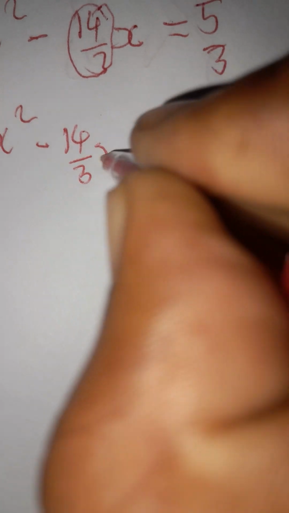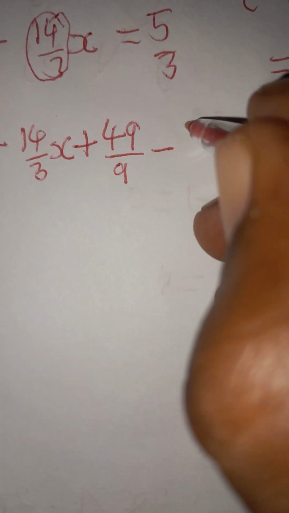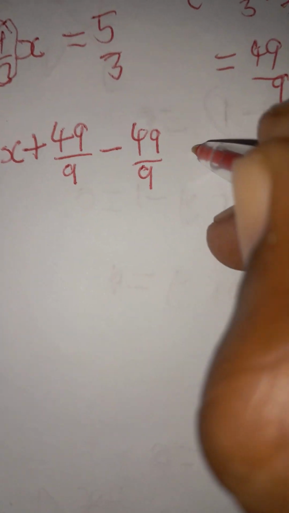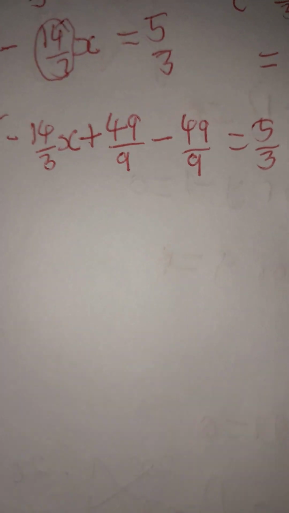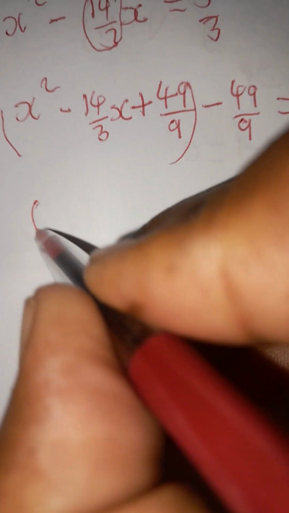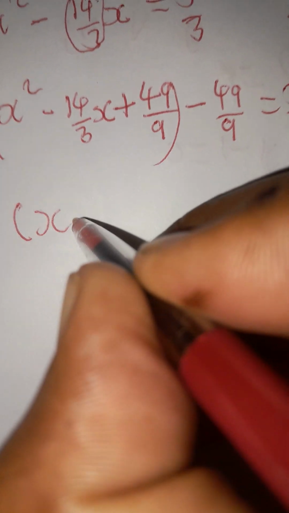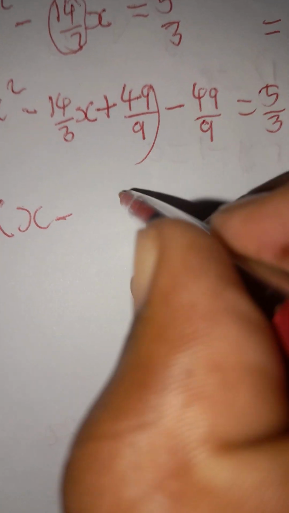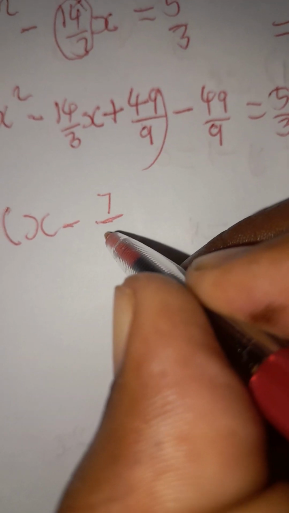Completing the square states that you have the middle term, you square it, and you add and subtract. That's the rule. So it's going to be x squared minus 14 all over 3 x, you add 49 all over 9, you also subtract 49 all over 9, which is equated to 5 all over 3. So from here, what are we going to do? There are three things that complete the square. What are the factors of x squared? It's x. We take the first sign, which is negative. The factor of 49 will be 7, and the factor of 9 will be 3.